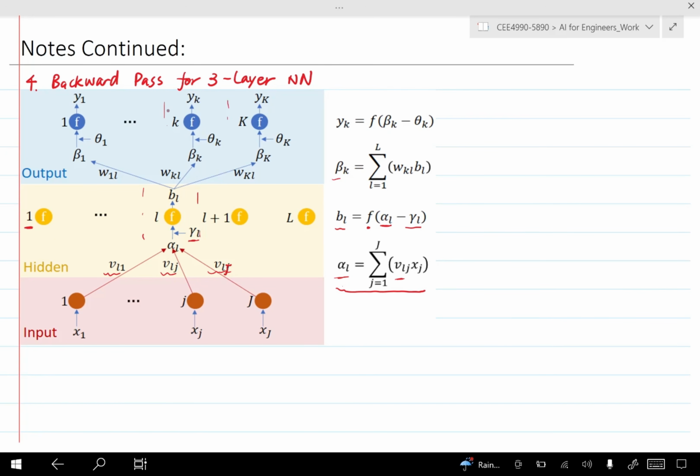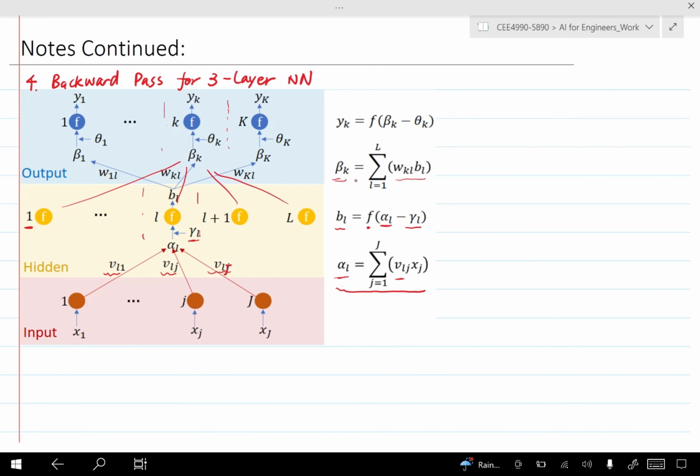We just use this K neuron in the output layer as an example. For K, beta K, just like the alpha L, is the weighted sum of all input from the previous layer, right? You have all these things connected here, and for each of them, we have a corresponding weight. So it's a weighted sum of the b, the output from the previous layer. So we get a beta K.